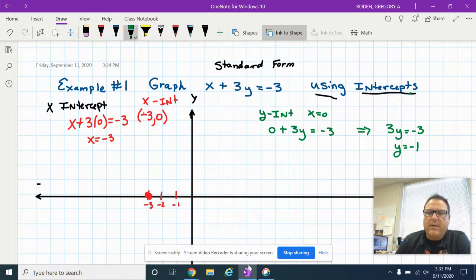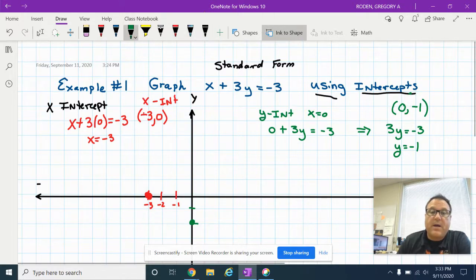So our y-intercept is going to be the x value is 0 and the y value is negative 1. So now we're going to have a y-intercept down here at x equals 0 and y equals negative 1 right here. And then we can graph that.